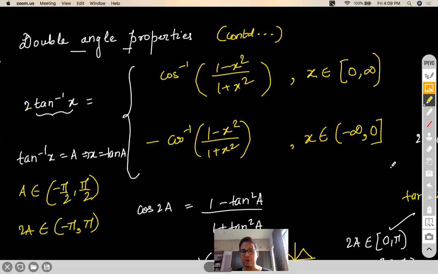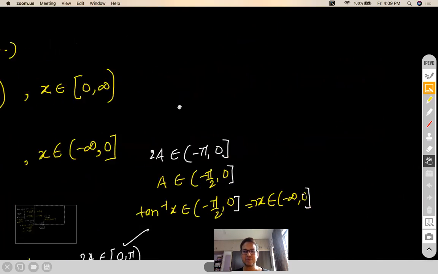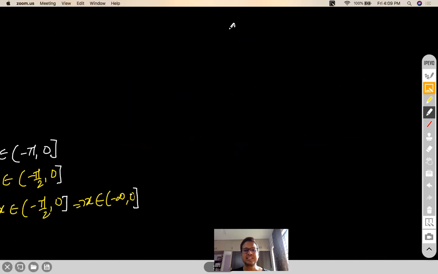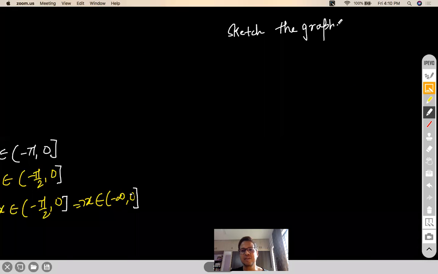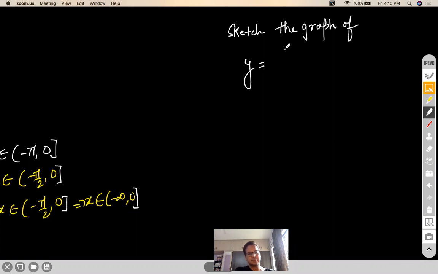Now we will try this strategy on our subsequent properties so that you get a chance to exercise whatever I have discussed. Meanwhile, before I move on, I would like to ask you a question. What do you think is the graph of cos inverse 1 minus x square by 1 plus x square with respect to x? So the next thing that we are going to draw: sketch the graph of cos inverse 1 minus x square by 1 plus x square.